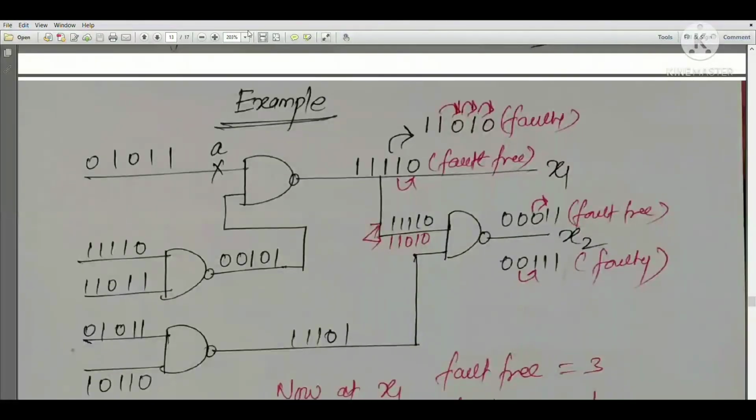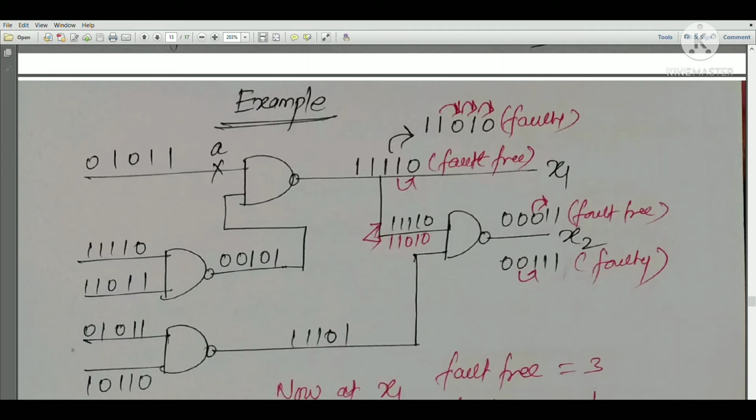Now this is one example which shows the problem in the case of the transition count. The input of this particular NAND gate is 0 1 0 1 1, and the other input is coming from another NAND gate. This has 1 1 1 1 0 and 1 1 0 1 1 as the input, and this is the output. Now suppose the fault is there here at the A.